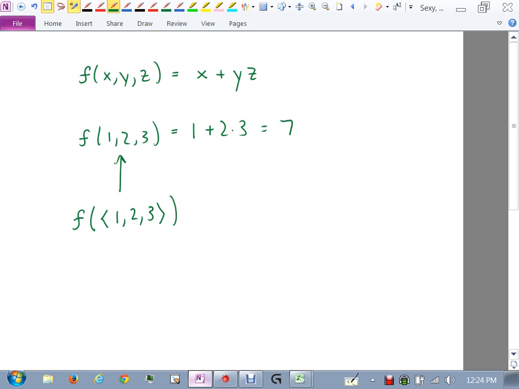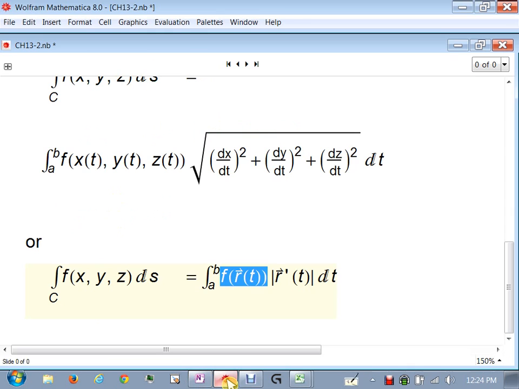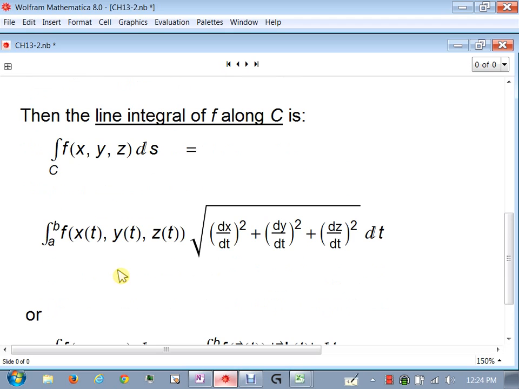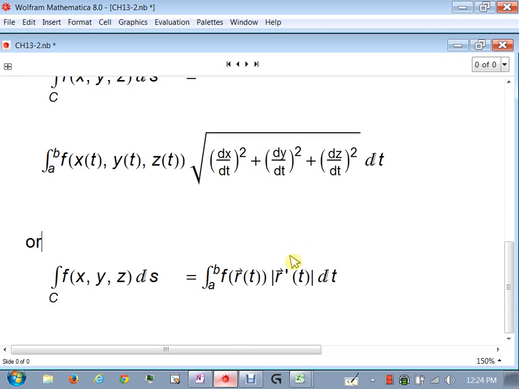What I mean, though, is this: you take the x component of the vector and plug it in for x, the y component of the vector and plug it in for y, and the z component of the vector and plug it in there. If we agree that that's what we mean by that notation, then this notation makes sense. We're going to take the function f and plug in the vector function r of t. What was r of t? It was an x, a y, and a z, wasn't it? So that's the same as doing this. Follow?